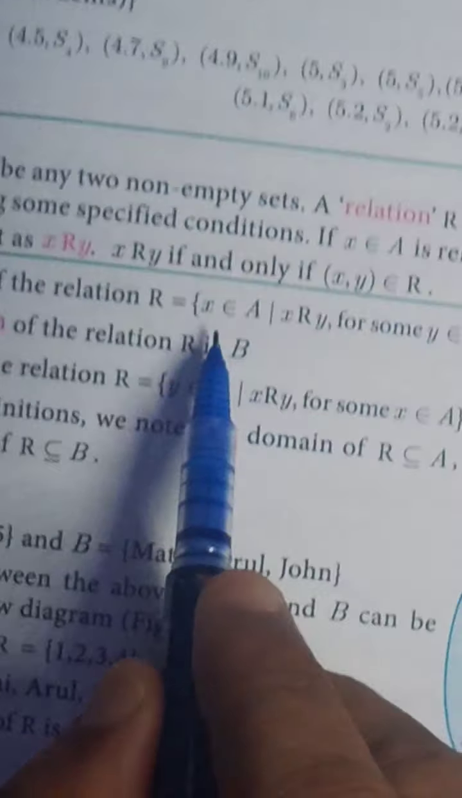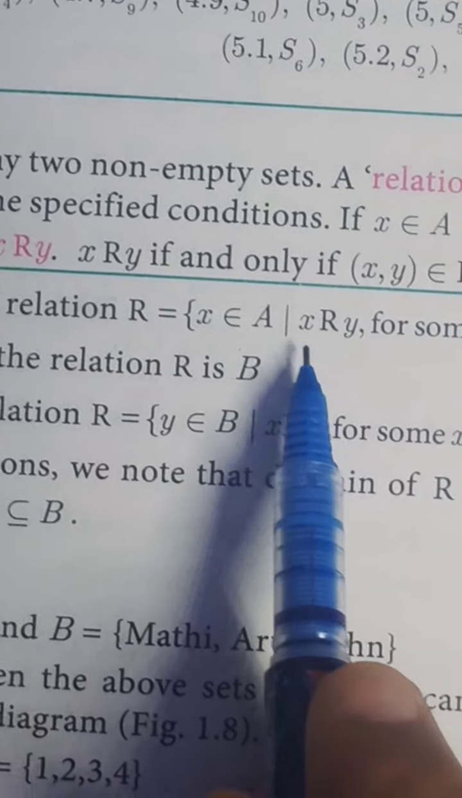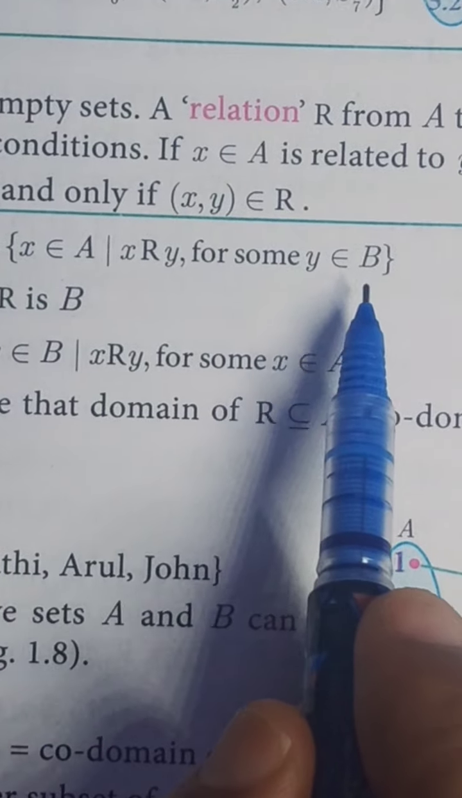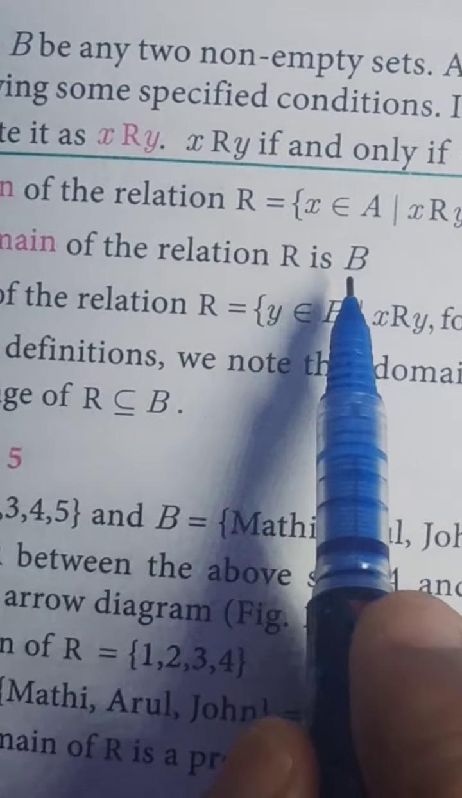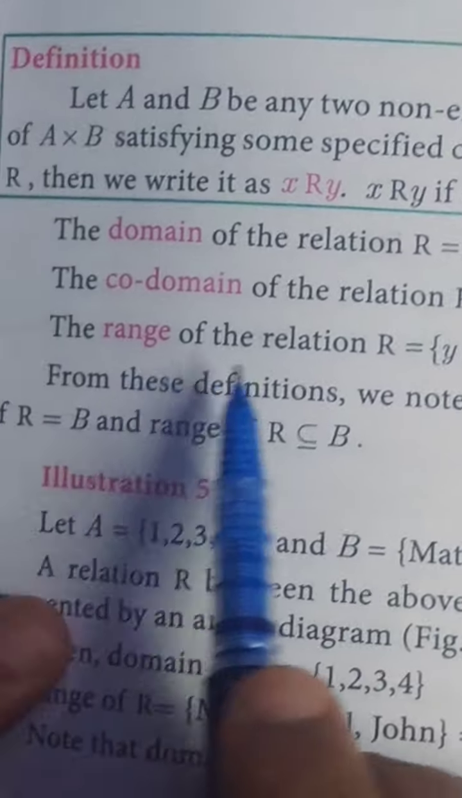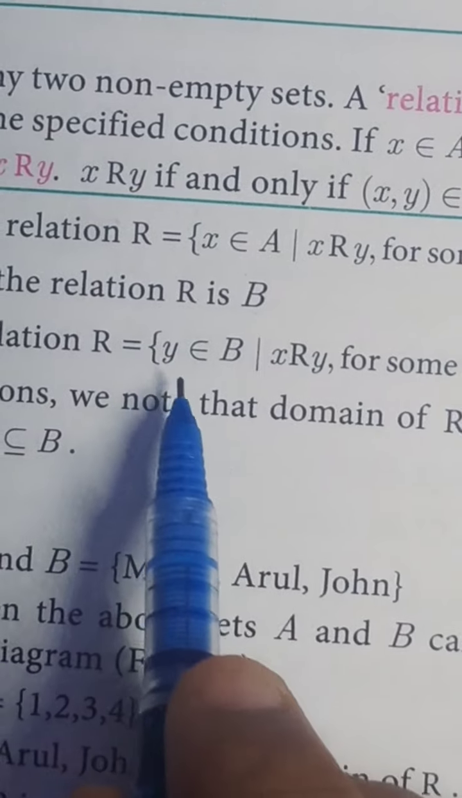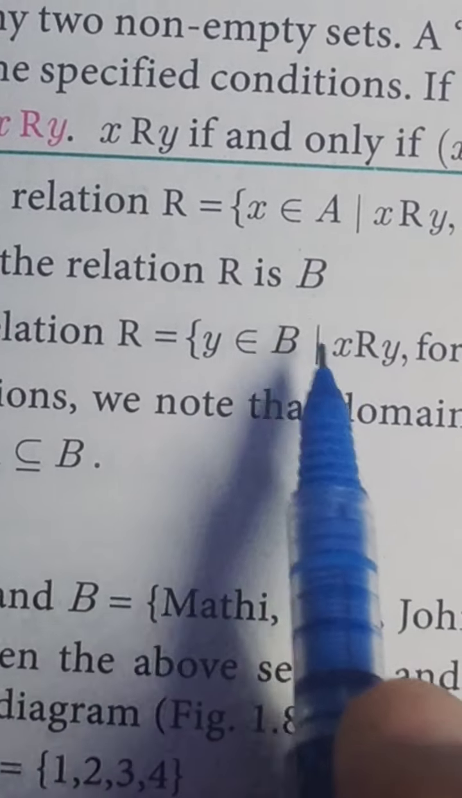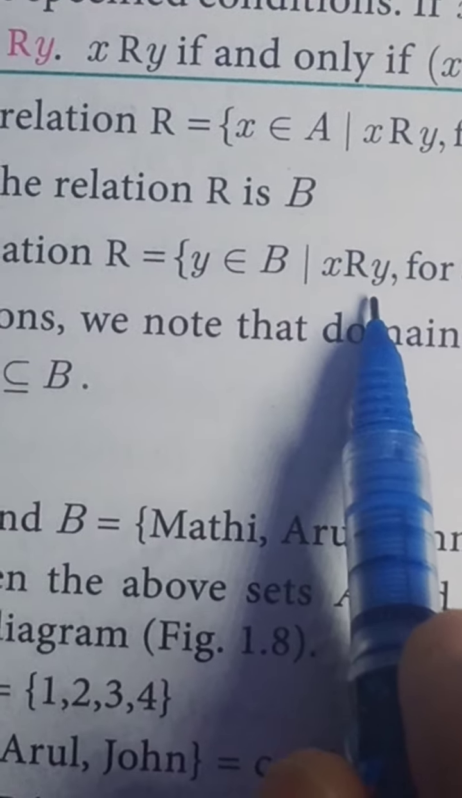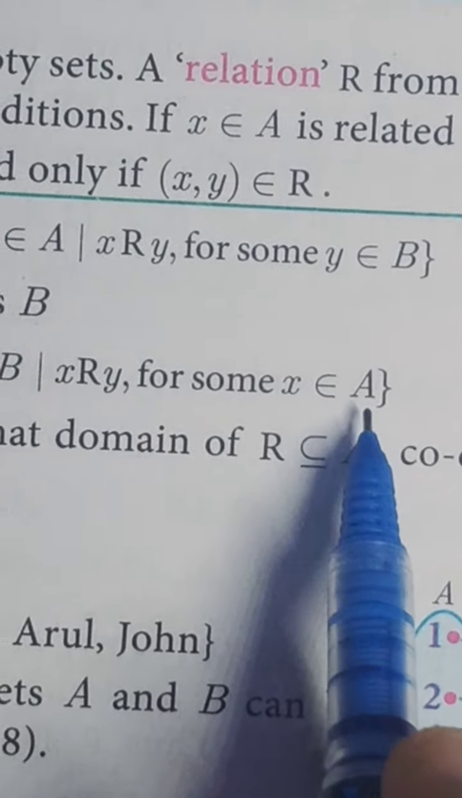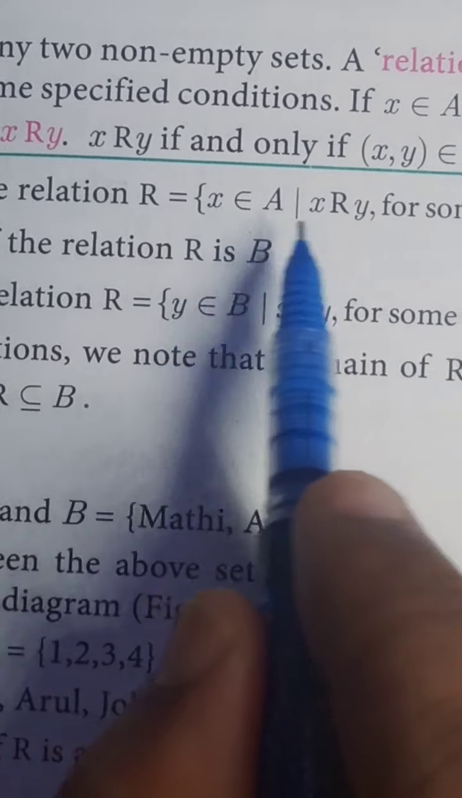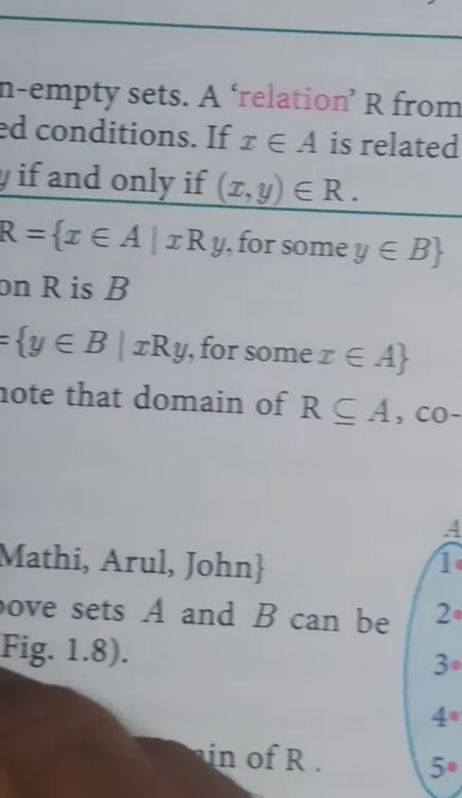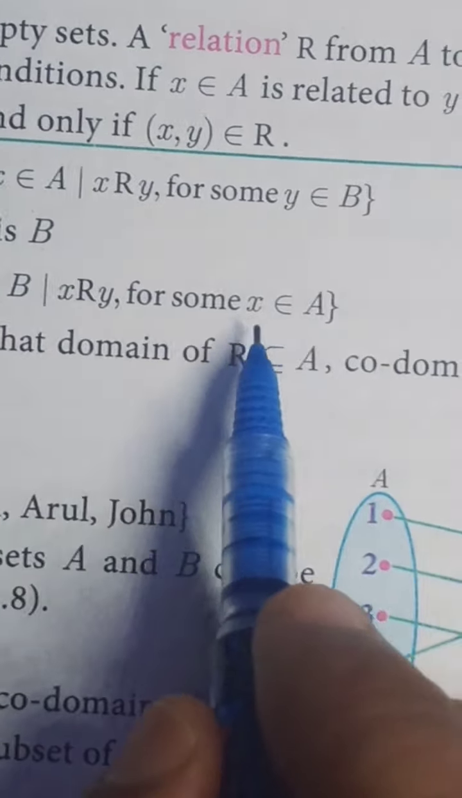Very important. Next one. The domain of the relation R equals set of all x belongs to the set A such that x is related to y for some y belongs to B. Codomain of the relation R is the set B. The range of the relation R equals set of all y belongs to the set B such that x is related to y for some x belongs to A. Okay, look at the difference: for domain, x belongs to A for some y belongs to B. For the range, y belongs to B such that for some x belongs to A.